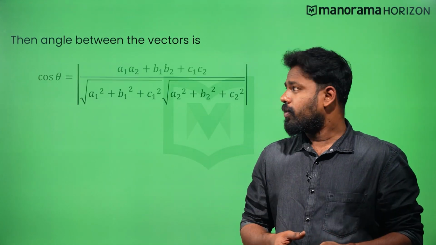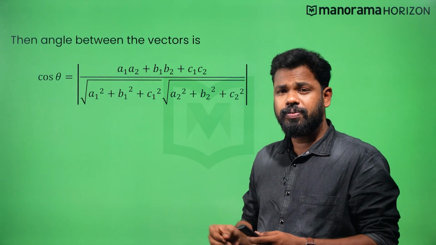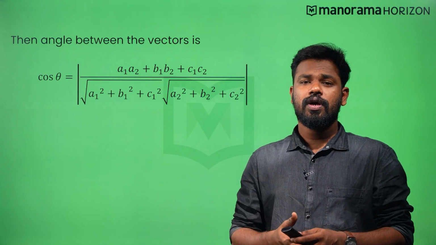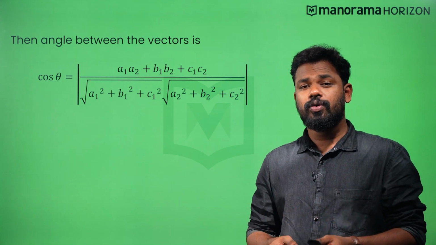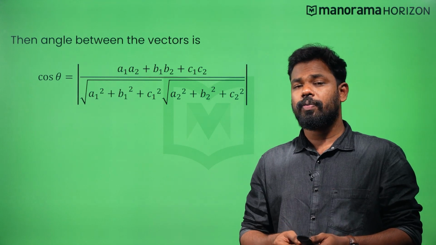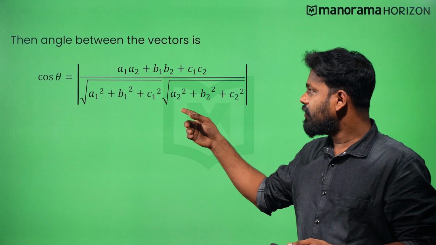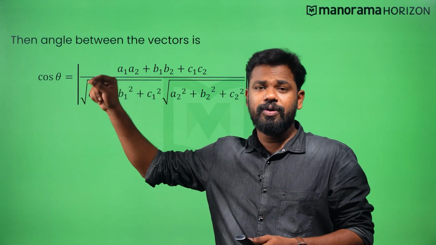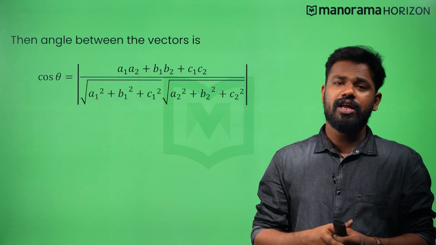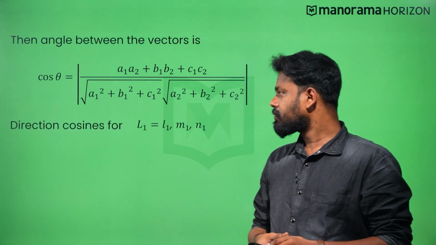So the angle between the two given vectors according to the formula is given as cos theta, which is equal to A1 A2 plus B1 B2 plus C1 C2, the whole divided by root of A1 square plus B1 square plus C1 square into root of A2 square plus B2 square plus C2 square. And you're taking the whole modulus of it. So this gives us the formula to find out the angle between two lines which are having direction ratios A1, B1, C1 and A2, B2, C2.